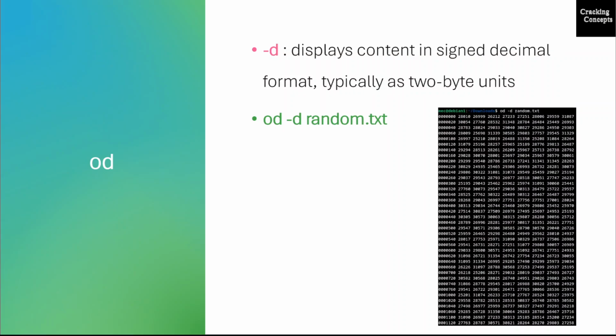Then the next option is -d, which displays the content in unsigned decimal format, typically as 2-byte units. The command being od -d random.txt, and this is the sample output. The leftmost column represents the byte offset from the beginning of the file, and this is the data, which is 2-byte unsigned decimal integers.